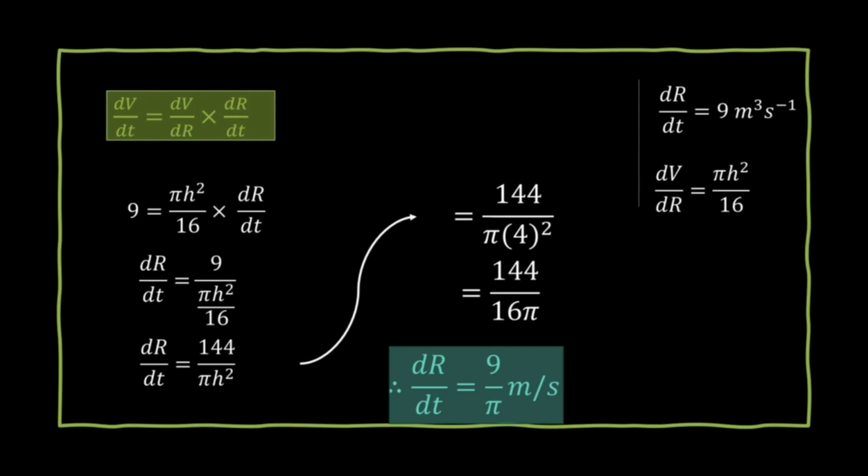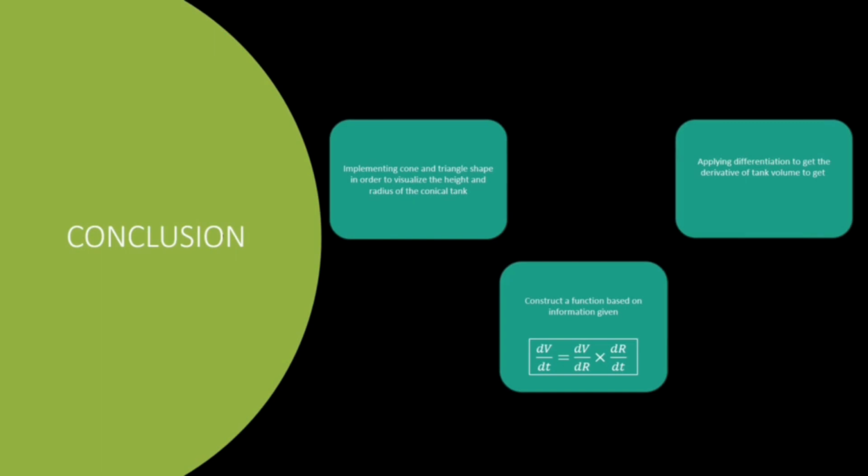Since the water is poured into the conical tank, the volume of water in the tank is increasing at a constant rate of 9. Therefore, dr over dt is equal to 9 over pi.